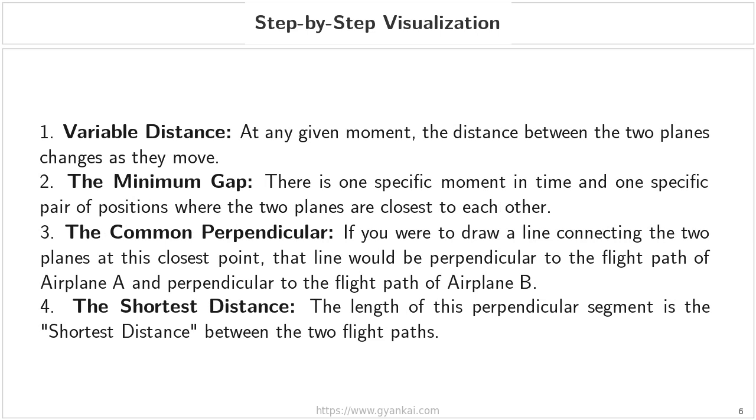Finally, the length of this specific perpendicular segment, this bridge between the two paths, is exactly what we define as the shortest distance between the two flight paths. This perfectly illustrates the principle we discussed in the previous slides, that the shortest distance between two skew lines is found along their common perpendicular. As we move into the next slide, we will summarize these key takeaways to ensure you have the core concepts solidified.